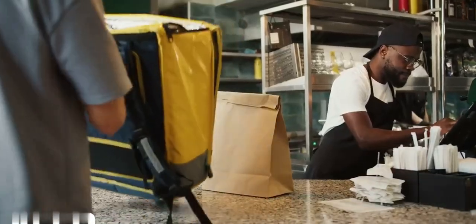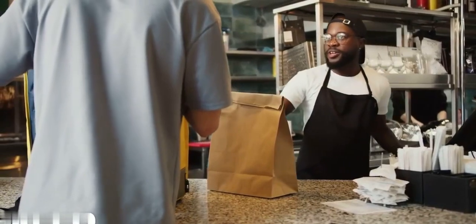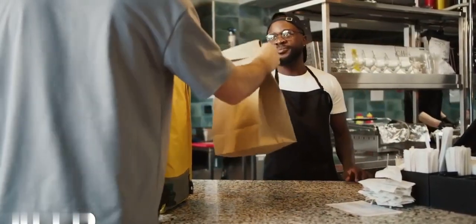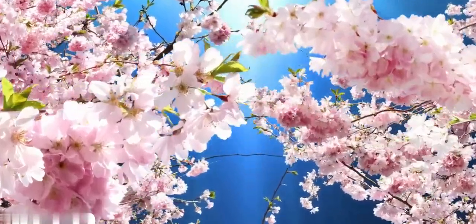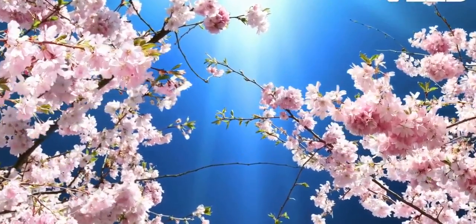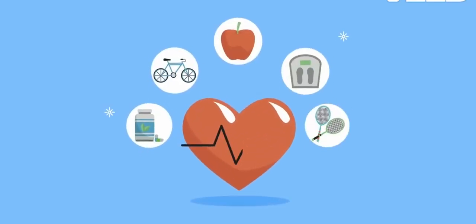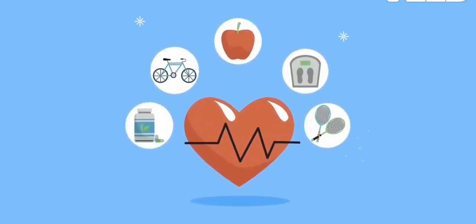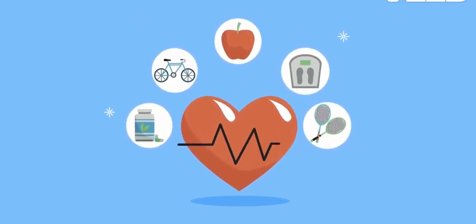The circulatory system operates through 2 main loops, pulmonary circulation and systemic circulation. In pulmonary circulation, blood is pumped from the right ventricle to the lungs, where it picks up oxygen and releases carbon dioxide. The oxygenated blood then returns to the left atrium. In systemic circulation, oxygenated blood is pumped from the left ventricle to the rest of the body's tissues, delivering oxygen and nutrients. Deoxygenated blood returns to the right atrium.